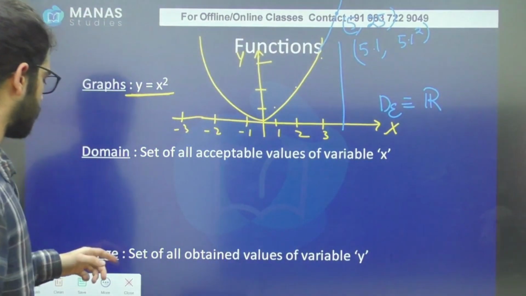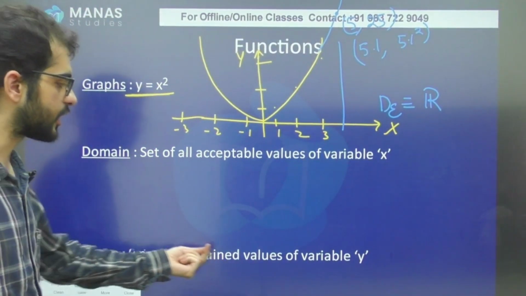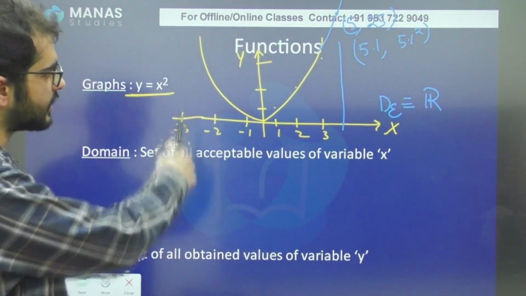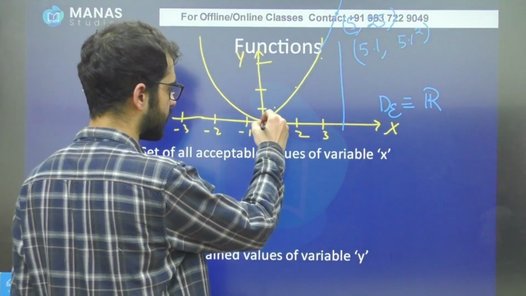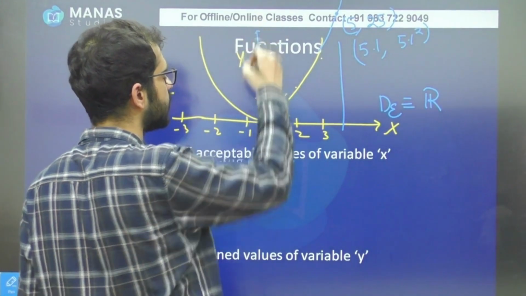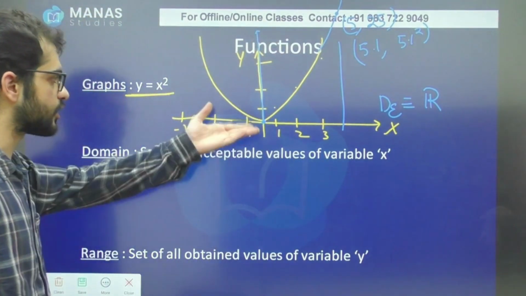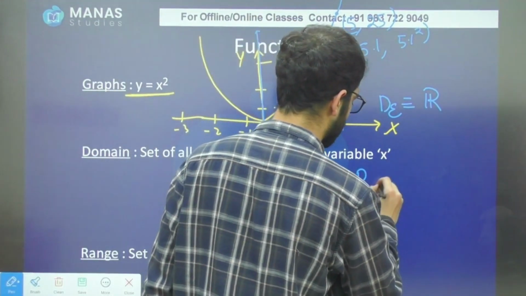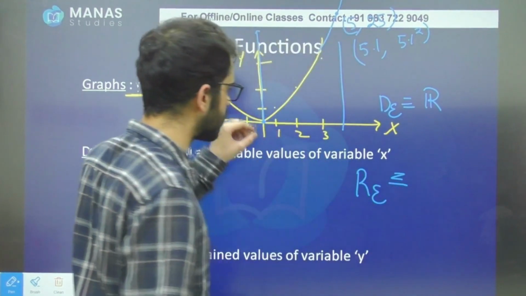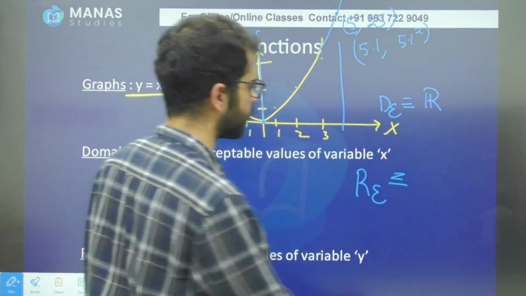Now let's cover range. Range is the set of obtained values of variable y. In this case, let's look at the values of y. The value of y will begin from 0 and will go until infinity. y cannot attain any value which is negative because it is equal to x squared. So the range of this expression will be written as all the values starting from 0 going till infinity.